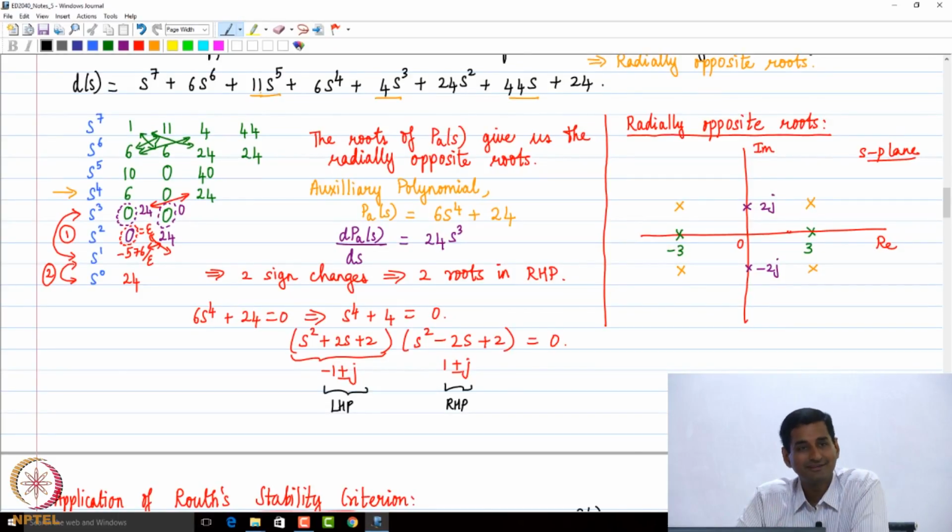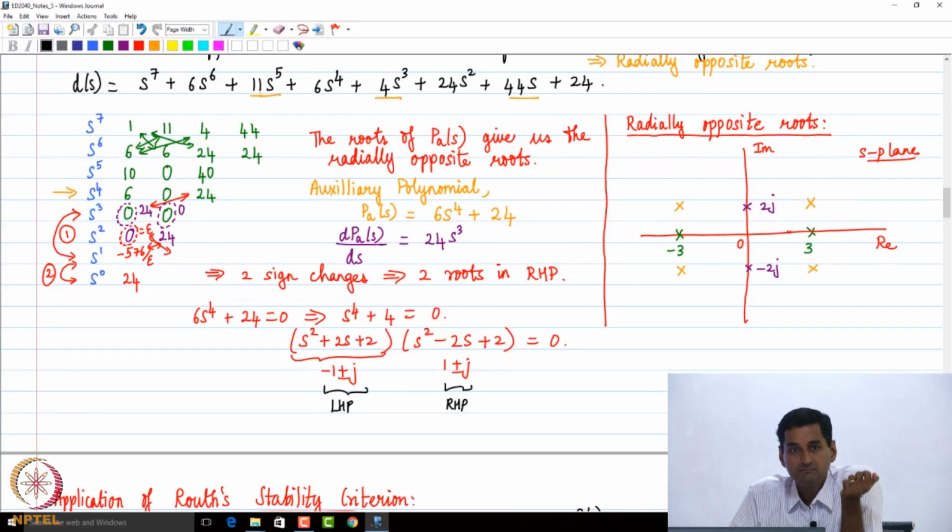I am not doing it here, but if you want to convince yourself, you can substitute the roots in the polynomial and you will see that it goes to 0. You can do the check. That's the best way to check whether some value is a root or not. We can say that the 2 roots in the RHP are the same as these 2.